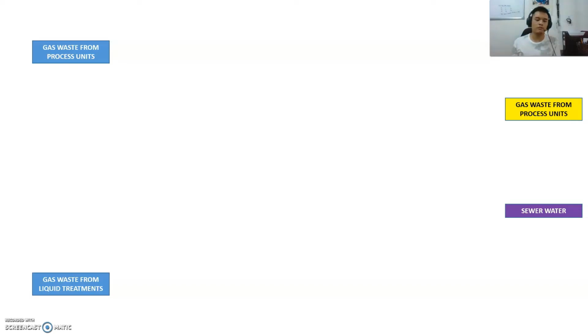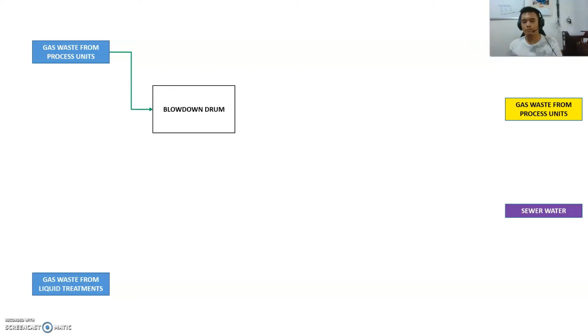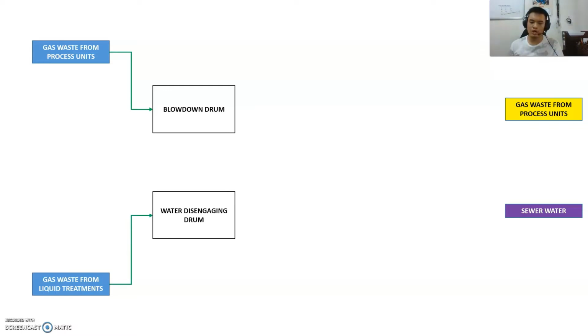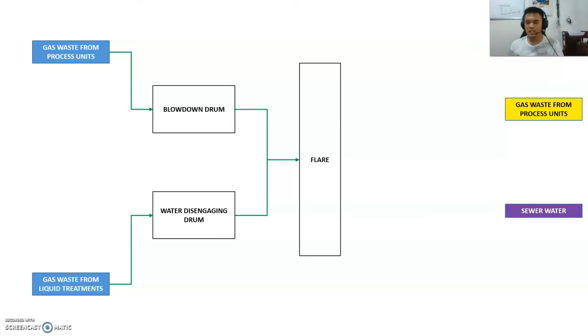So how do we convert from the left side to the right side? Well, the gas waste from process units will be forwarded to a blow-down drum, while the gas waste from liquid treatments will be forwarded to a water disengaging drum. The outputs from these two are combined and will be subjected to the flare. The flare will be fed steam and water, and the steam will mix with the waste gas as a conduit to be able to be diluted further for a safer transmission to the atmosphere.